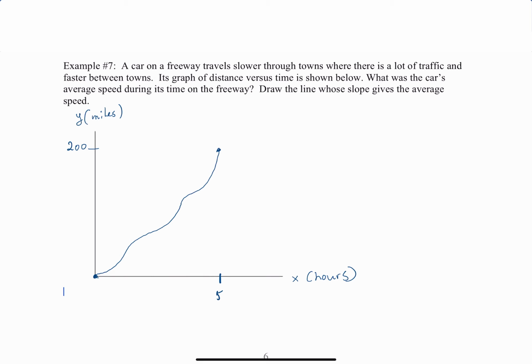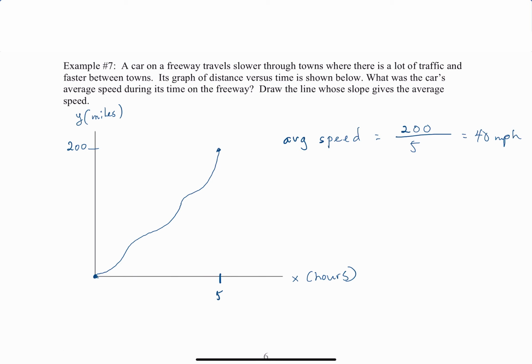Now, we don't know what the car's speed at any particular point was. In other words, if the driver glanced at the speedometer to see how fast they were going at that moment in time, you can't tell from this graph what that is. What you can tell is that over the entire 5-hour journey, well, it took 5 hours to go 200 miles. So the average speed was 40 miles per hour.